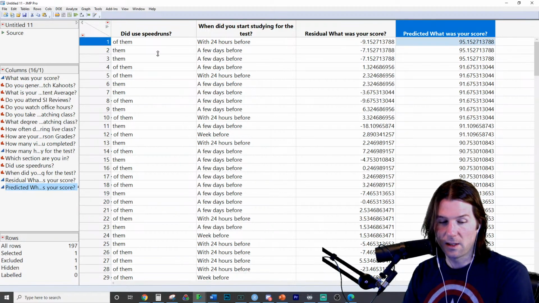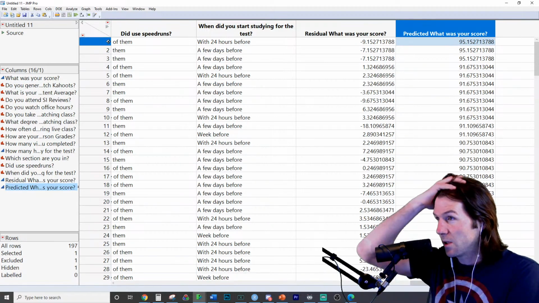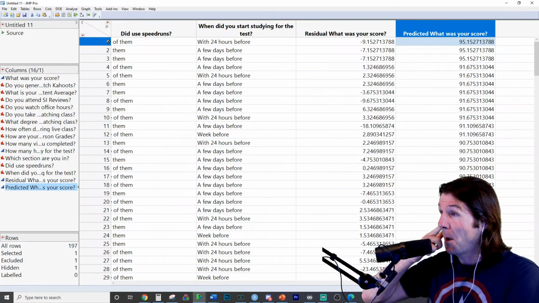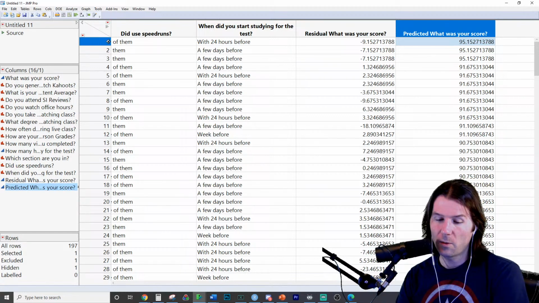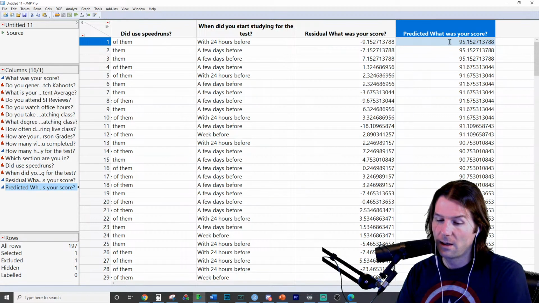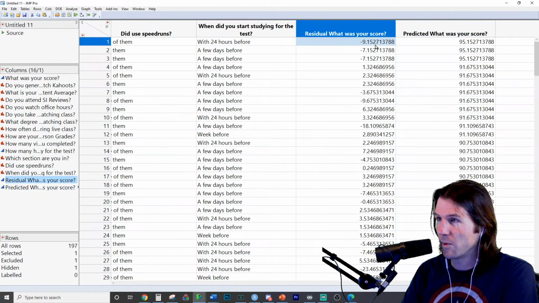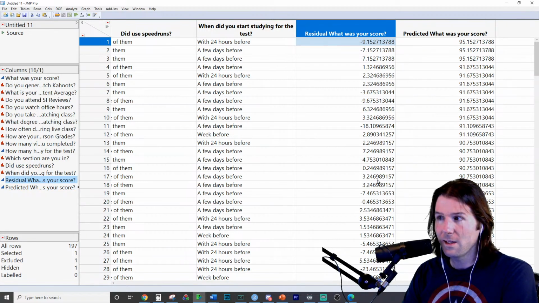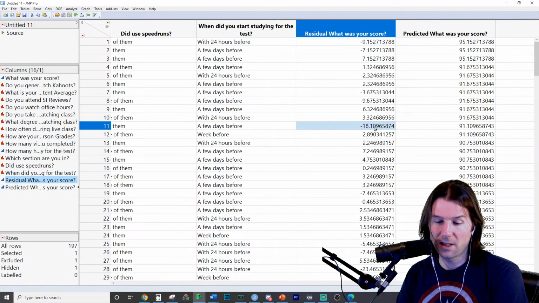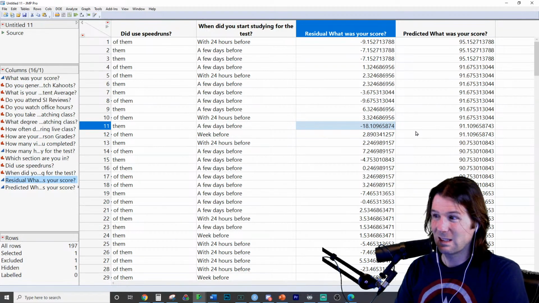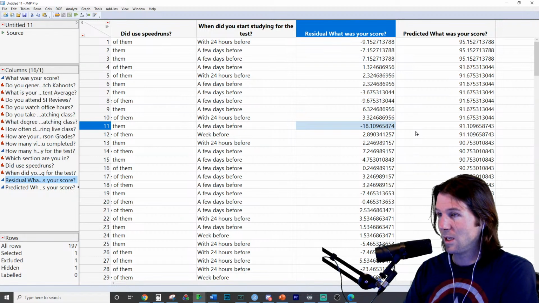Here's what these people were predicted to make. Here is the person who was predicted to make the highest test grade, and they had a residual of 9 points. So I want you to think about this, or -9. They were predicted to make a 95. I can tell you what they actually made from the residual. And look, not many of these residuals are too large. This person has the biggest residual right here. They have a residual of -18. So they're a lot lower than they were predicted to be.